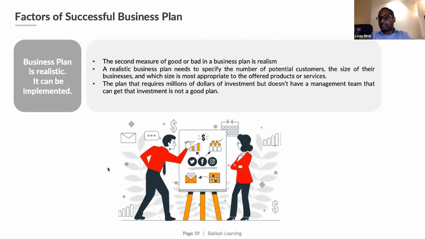And a plan that requires millions of dollars of investment but doesn't have a management team that can get the investment is not a good plan. So another factor is to look at the human factor, as I mentioned, especially those who are going to become the captains of the ship, because a business plan without the right top management, the right philosophies, and the right strategists in place is definitely going to become a source of pain, and the ship is going to sink sooner or later.